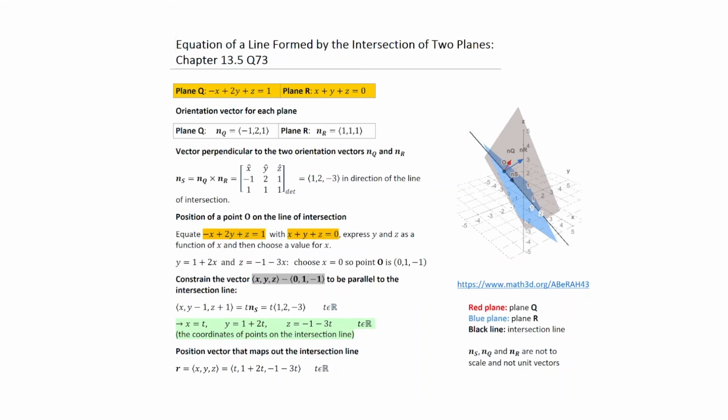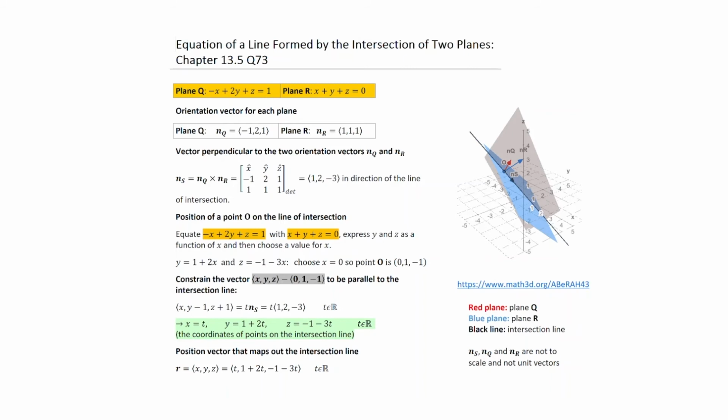So it's your choice. So if you solve these two equations, in the case of y as a function of x, you get y equals 1 plus 2x. And if you solve as a function of z, you get minus 1 minus 3x. And so now you choose some arbitrary value of x, which then gives you the value of y and z. We've chosen here x equals 0. And so we obtain a point O, which is 0, 1, and minus 1. Some position on the line of intersection.